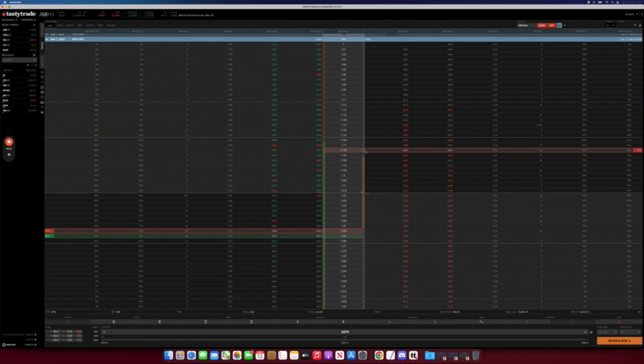And we're going to do the same thing on the put side. We're going to go one strike down, which is 0.005 away. You want to keep the spread the same on either side, and we're going to buy that contract. So what we've done now is we've created a spread on either side.